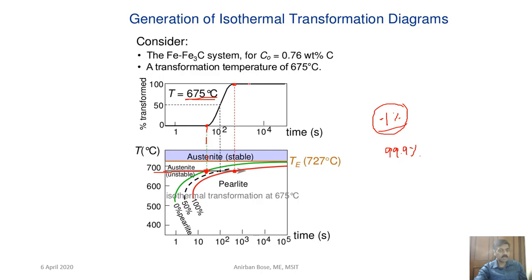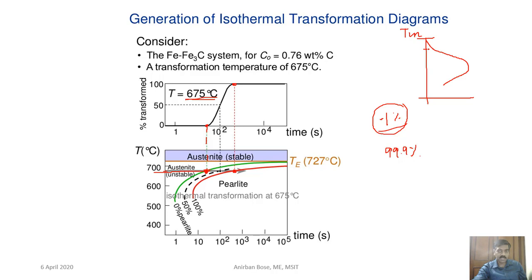Now we can do the same experiment but at a different temperature. Maybe we can do the same experiment at 600 degrees centigrade, and if you do that experiment, what are you expecting? Will the curve shift to the left side or to the right side corresponding to 600 degrees centigrade? Since 600 degrees centigrade is a lower temperature, what about the transformation? If you remember the transformation curve, how it was, this was the transformation temperature, and the transformation curve, if you remember, is like this.